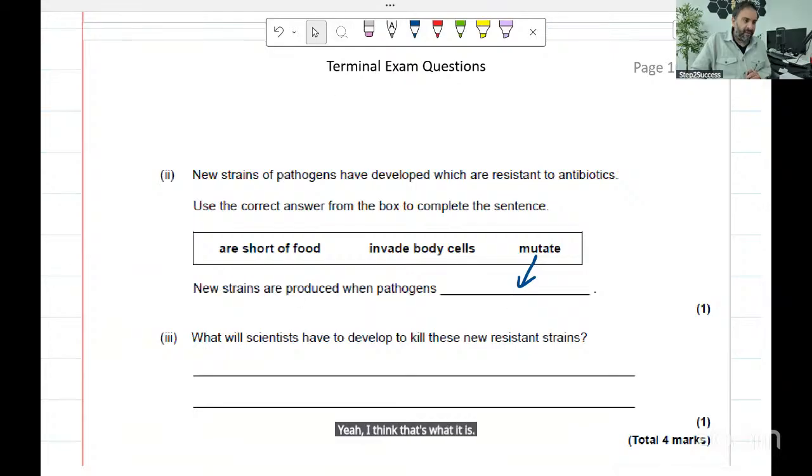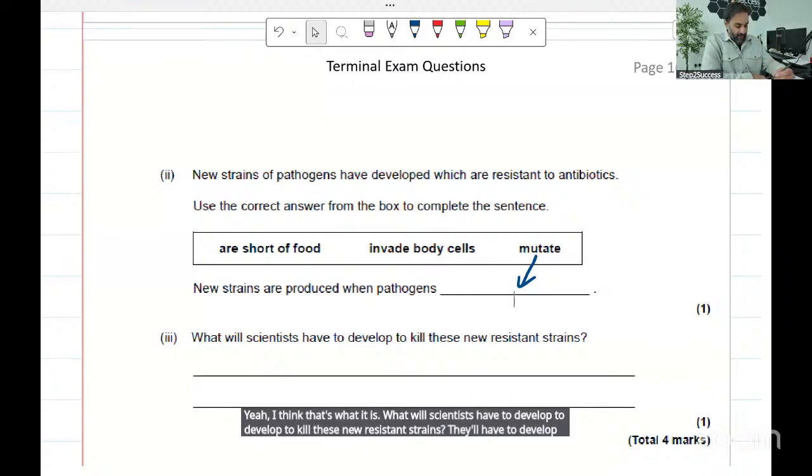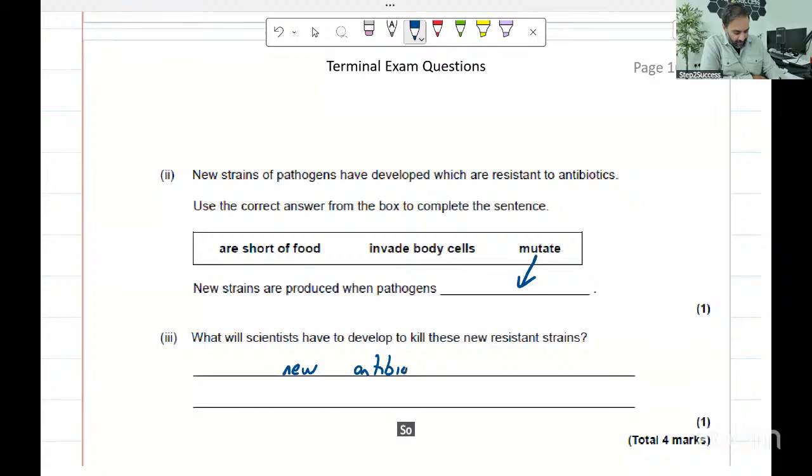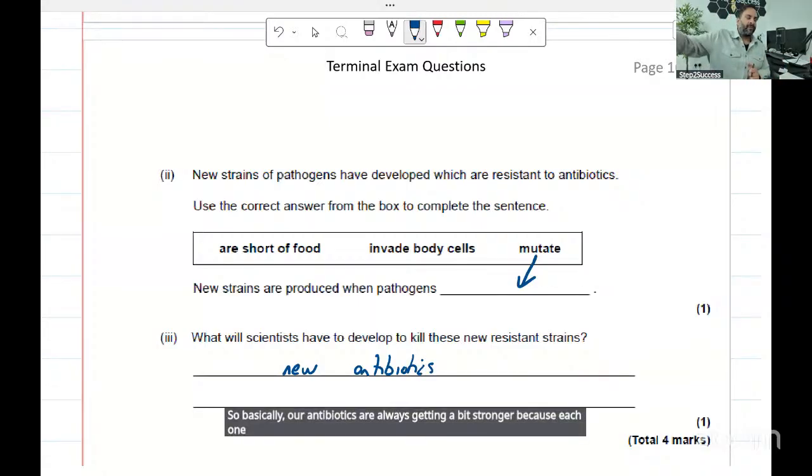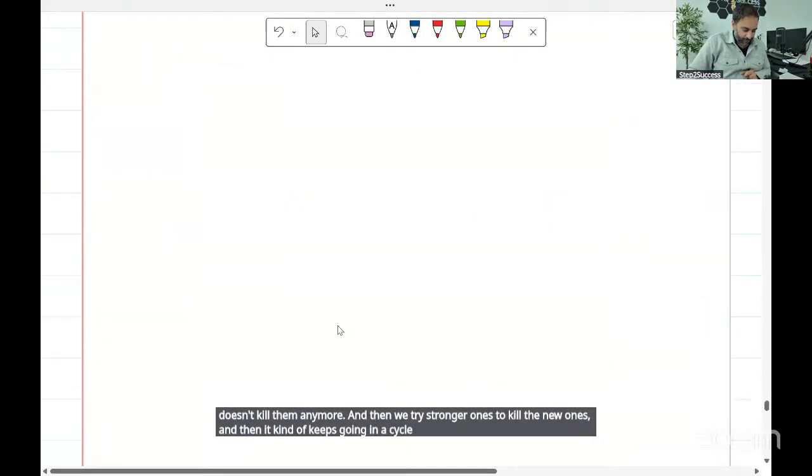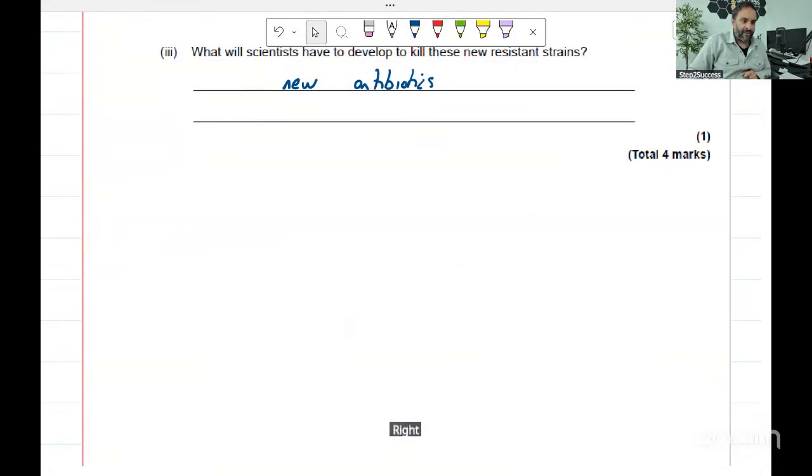What will scientists have to develop to kill these new resistant strains? They'll have to develop new or stronger antibiotics. So basically, our antibiotics are always getting a bit stronger because eventually the bacteria evolve and become resistant to each one, which means that it doesn't kill them anymore. And then we try stronger ones to kill the new ones, and it kind of keeps going in a cycle. Right, that's 6, 7, 8 answered.